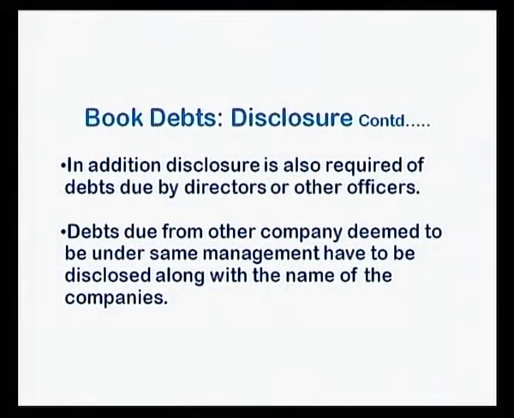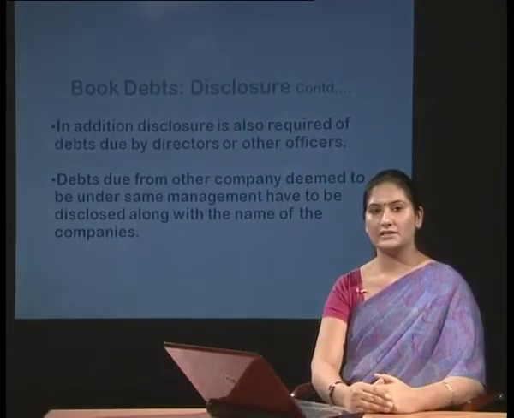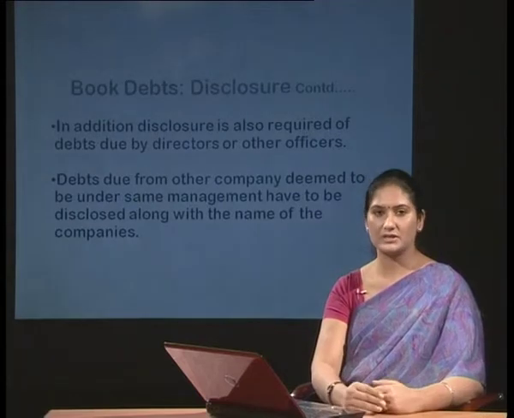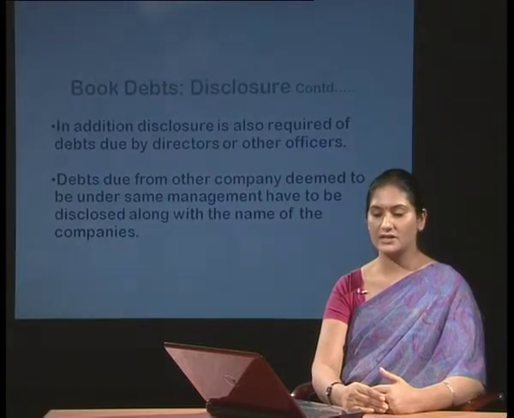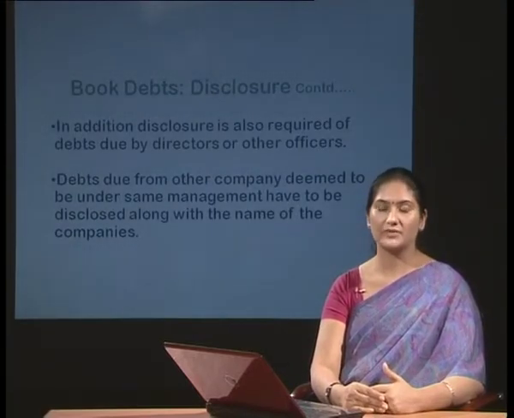In addition, disclosure is also required of the debts which are due by directors or other officers. Debts due from other companies deemed to be under the same management have to be disclosed along with the name of the company. There has to be a separate disclosure regarding the debts which are owed by the directors or the other officers, because the Companies Act requires a separate disclosure, because it becomes a material item, and hence they should be disclosed in a separate manner. Also, the debts which are due from other companies which are deemed to be under the same management have to be disclosed along with the name of the company.